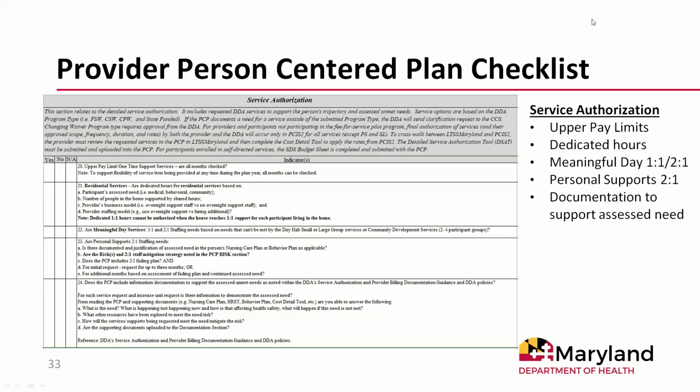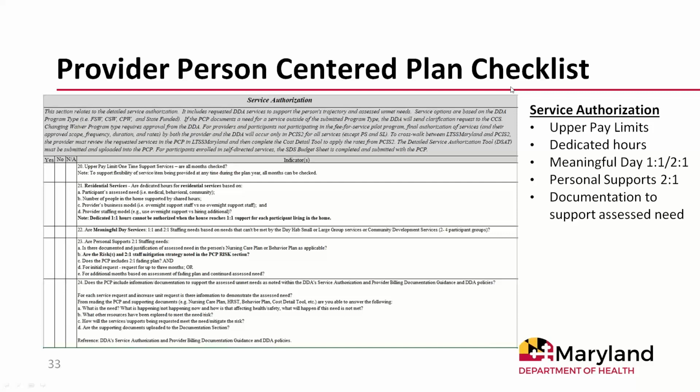The service authorization section includes various checklist options related to different types of services. So for our services that are referred to as upper payment limits, some of the questions are, should those services be checked and be available for every month of the year? So let's take assistive technology as an example. We'll want to make sure that you're able to access those services throughout the month of each year, unless it's only needed for a specific time frame.